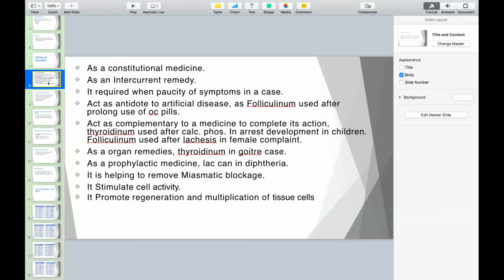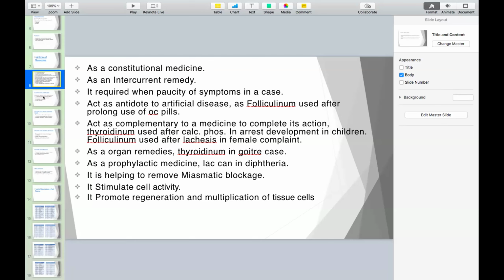It acts as an antidote. Follicular anemia is a very good remedy used for overdose of OC pills. Next, it acts as a complementary medicine. Thyroid is used when Calcarea fluorica arrests development in children. Follicular anemia acts as a complementary medicine after the administration of Lachesis in female complaints.